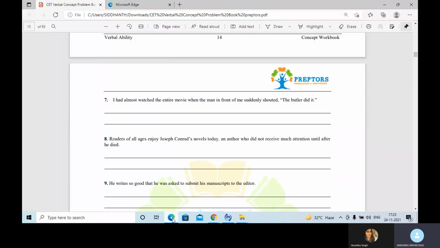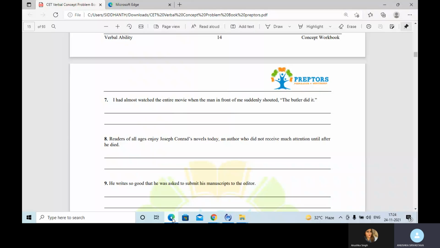Next, I had almost watched the entire movie when the man in front of me suddenly shouted, "The butler did it." This is also a very fine example of misplaced modifier. Almost is misplaced. Almost should have been with the entire movie, describing the entire movie and not the action of watching. So it should be: I had watched almost the entire movie when the man in front of me suddenly shouted, "The butler did it." That makes my sentence correct.